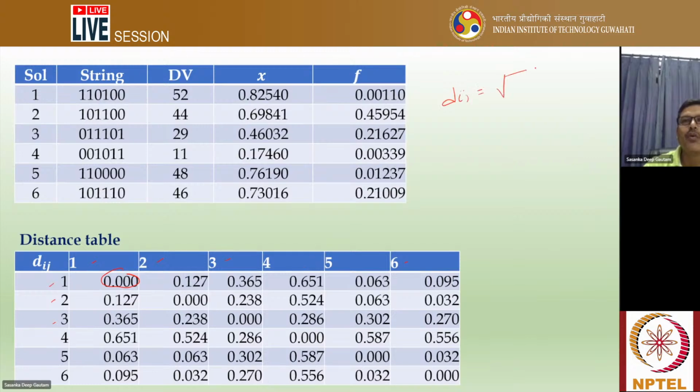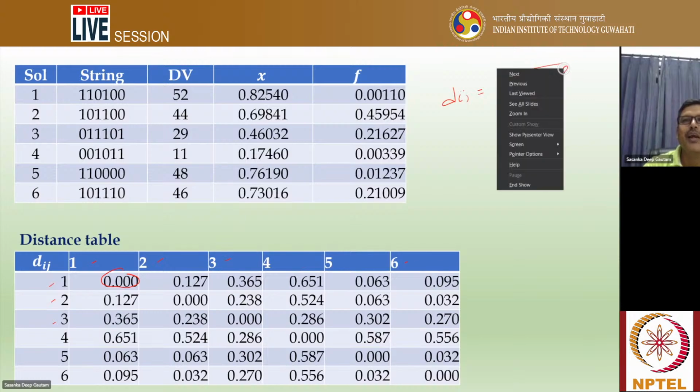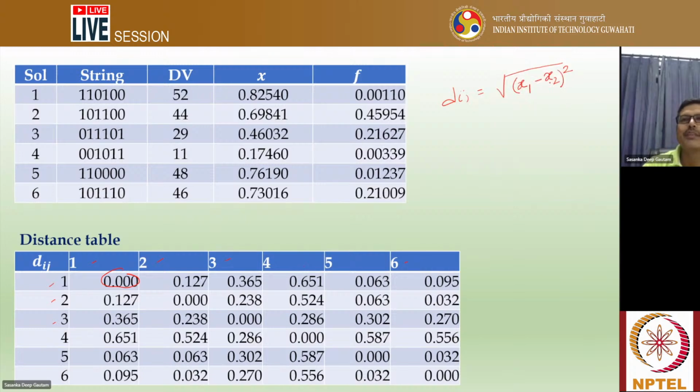In this case we have only one variable, so suppose this is the first solution and this is the second solution, the distance between the first and second solution, and then square. Because this is a one variable problem, this is x1 minus x2. But if you have two variables, then Dij is x1 minus x2 whole square plus y1 minus y2 whole square. This is the Euclidean distance you are calculating.